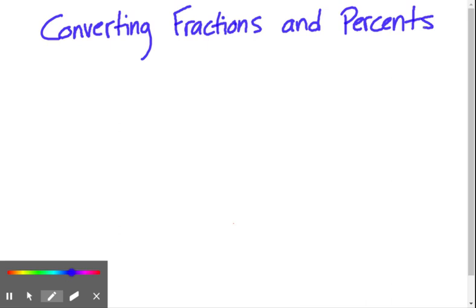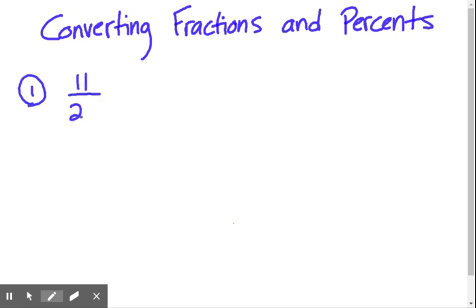We are looking at converting fractions and percents. So we're going to look at writing a fraction as a percent and vice versa, writing a percent as a fraction. Let's start with fraction to percent. Let's say the first fraction that I have is 11 over 25, and I need to write that as a percent. I'm going to show you two different methods today.